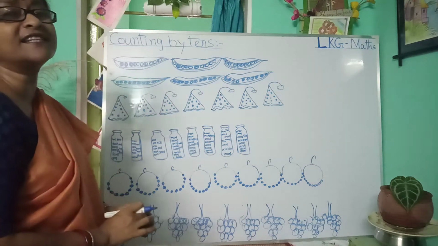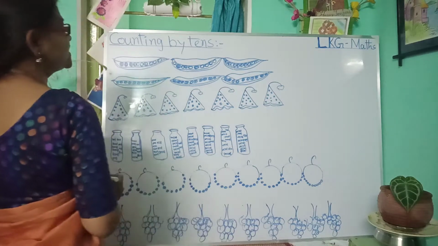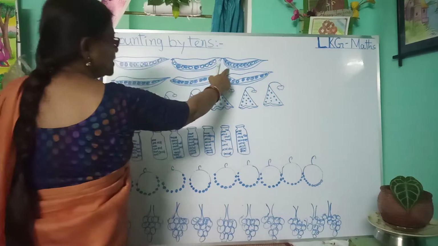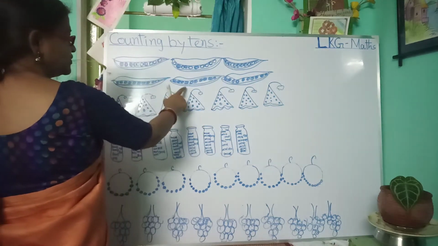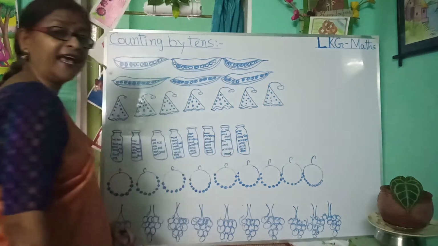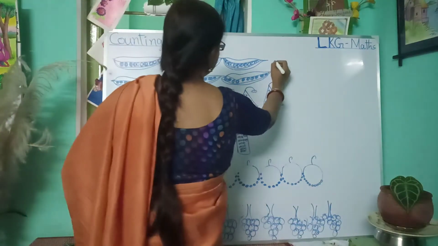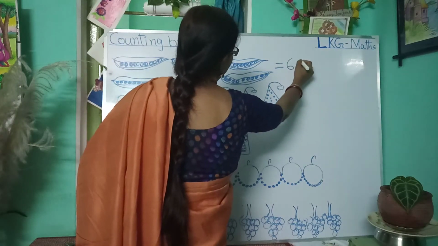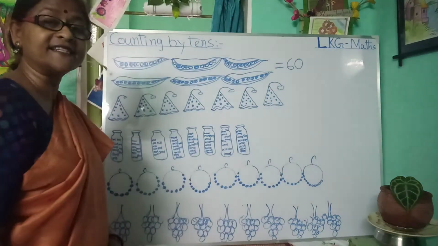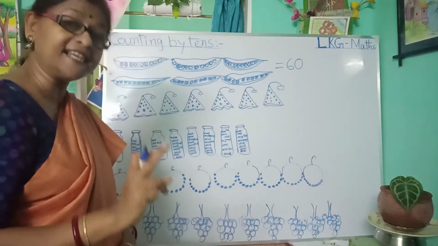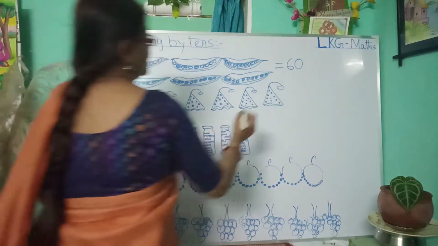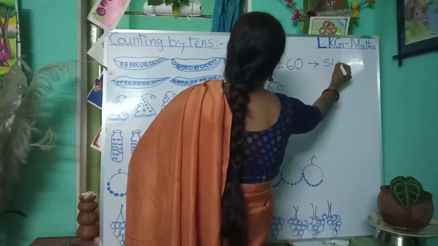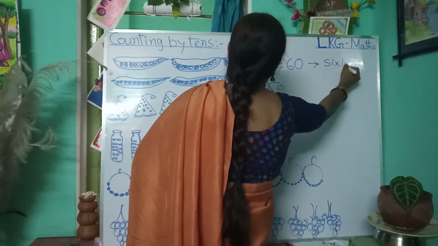How many seeds are there? Total seeds are 1 ten, 2 tens, 3 tens, 4 tens, 5 tens, 6 tens. 6 tens means 60. 60 seeds are there. The spelling of 60 is S-I-X-T-Y. 60.